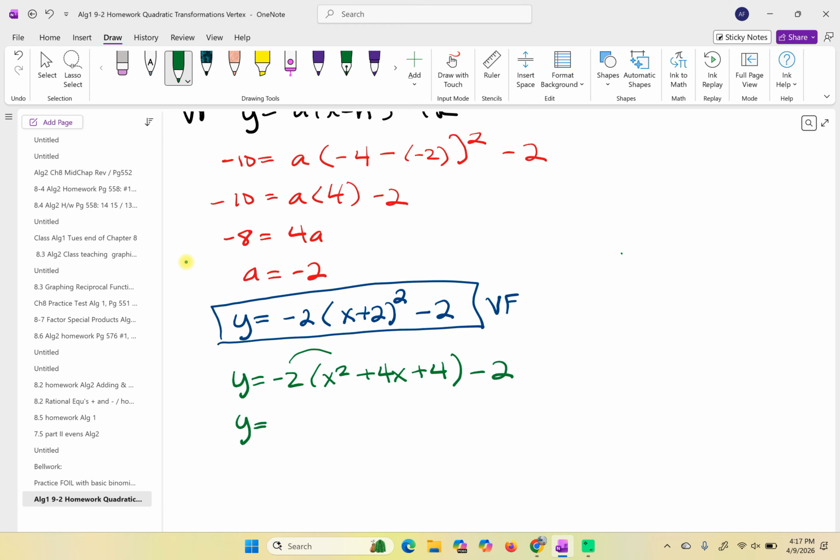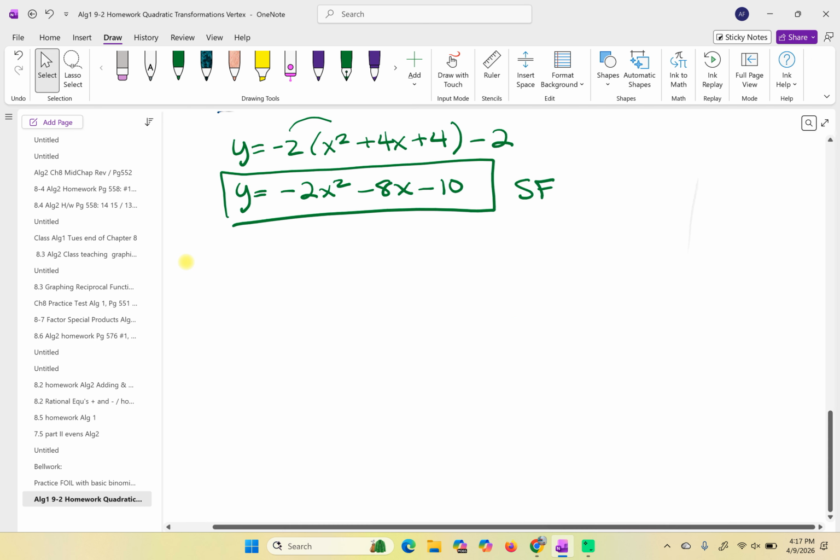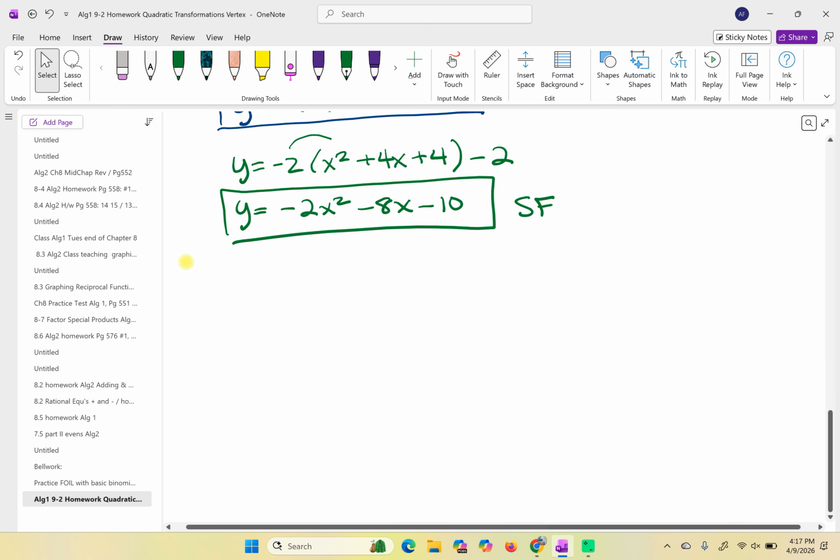Going to distribute to each. -2x squared minus 8x. -8 minus 2 is -10. And then here is my equation in standard form. All right, next problem.